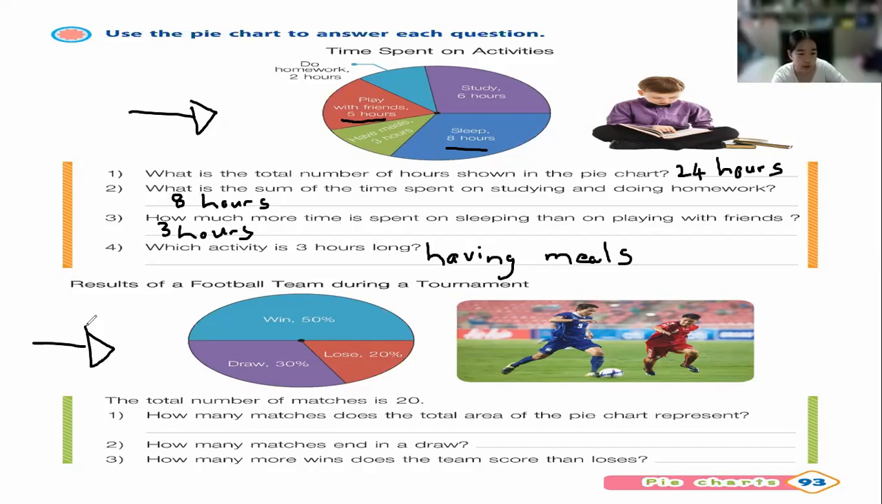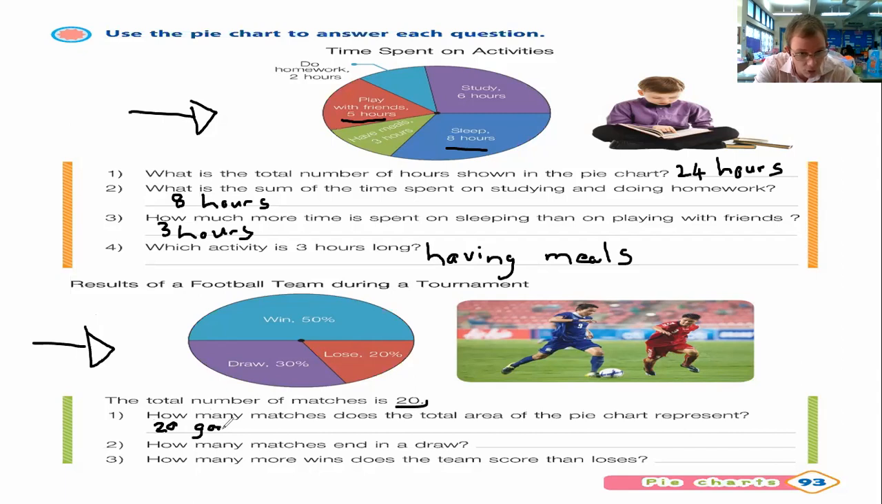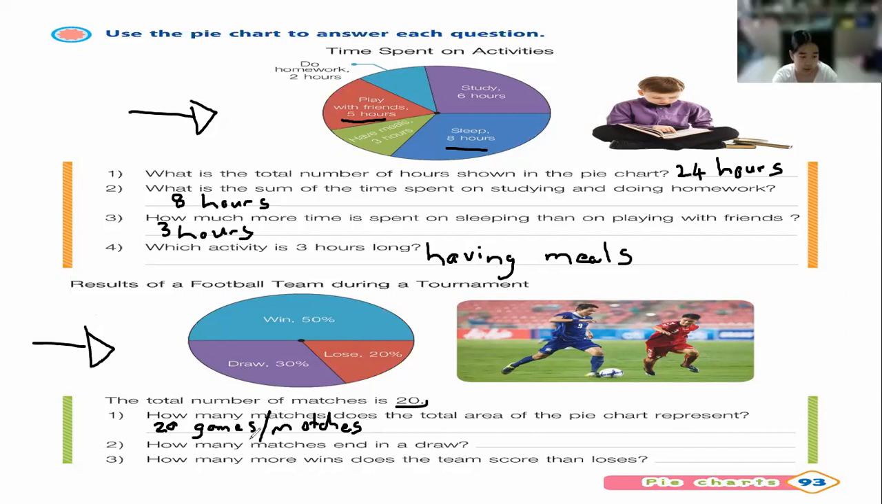Now the questions get more interesting. They give us the number here of 20, so we can say 20 games, or matches. Excellent. How many matches end in a draw? 6. How did you calculate that? Can you tell me how you calculated that answer?